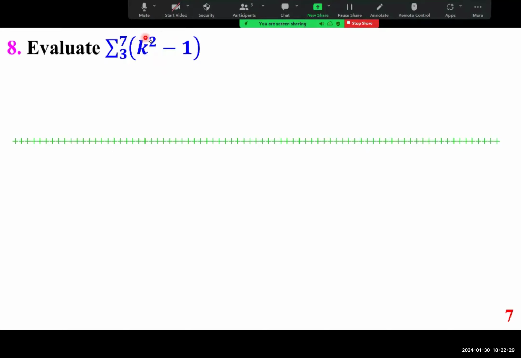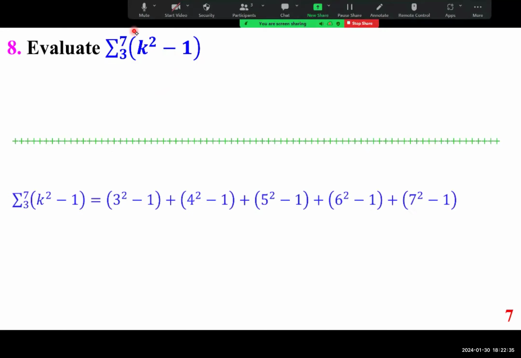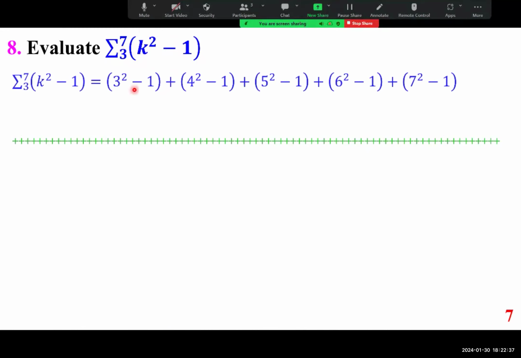So plus 4 squared minus 1, 5 squared minus 1, 6 squared minus 1, 7 squared minus 1, add them up. That's the meaning of this summation. Again, lower limit is 3, plug in. Then go all the way up to the last one. Whatever is in between, all the integers, or whole numbers, or positive integers, cover it. 4, 5, 6, 7.